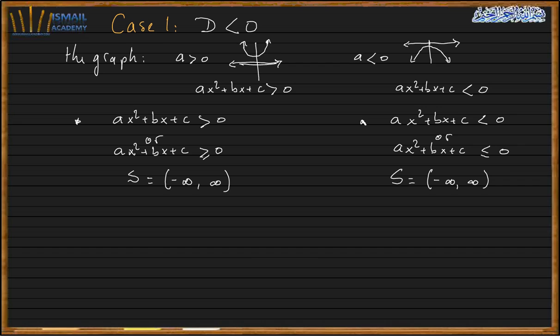But if I got the opposite, that means if I got ax squared plus bx plus c less than 0 for that case, there is nothing below. You see, there is no x above the x-axis, so there is no solution.